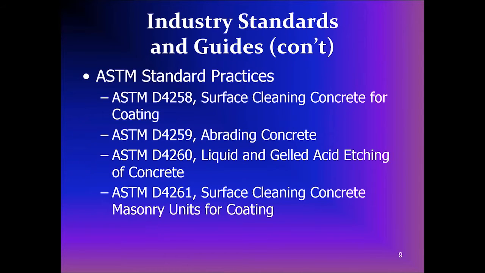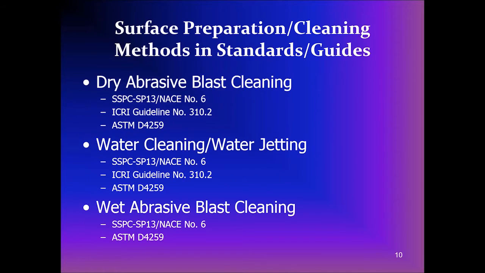ASTM standards, there are 4 of them. D4258 for surface cleaning of concrete for coating, and this addresses all the different mechanical methods that I'll be talking about. And abrading concrete, D4259. D4260 is for acid etching of concrete for floors, and D4261 is just surface cleaning of CMU. What I've done is categorize the different paint removal methods or preparation methods and show the standards that apply to it or have something related to that subject.